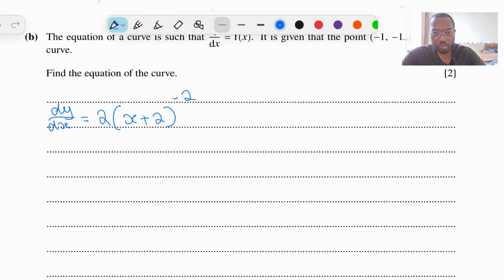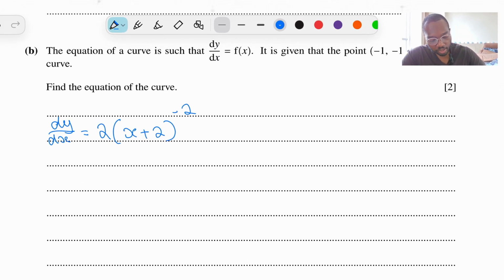Now, due to the previous question, we actually know what this is, because in our previous question, we had to integrate f of x. So now that dy over dx is equal to f of x, we know that if we were to integrate this, that would just be y is equal to -2 over (x plus 2). And then don't forget our plus c now, because before we had limits, now we don't have limits, so we now have our constant plus c.